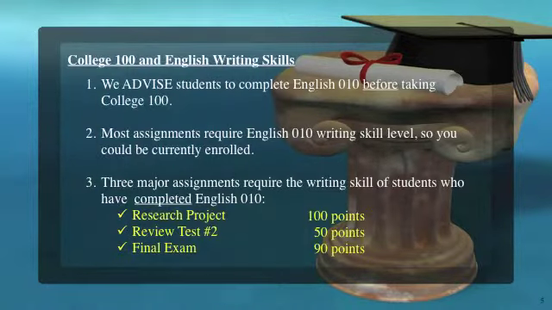Note that if you haven't completed English 10 yet, this class's writing assignments may be too difficult for you, especially the 3 big assignments: the research paper, review test 2, and the final exam. These 3 assignments total 240 of the 1,000 points in the class. College 090 is a class similar to my class that does not require as much writing skill. It may be better for you to take if you haven't enrolled in English 10.